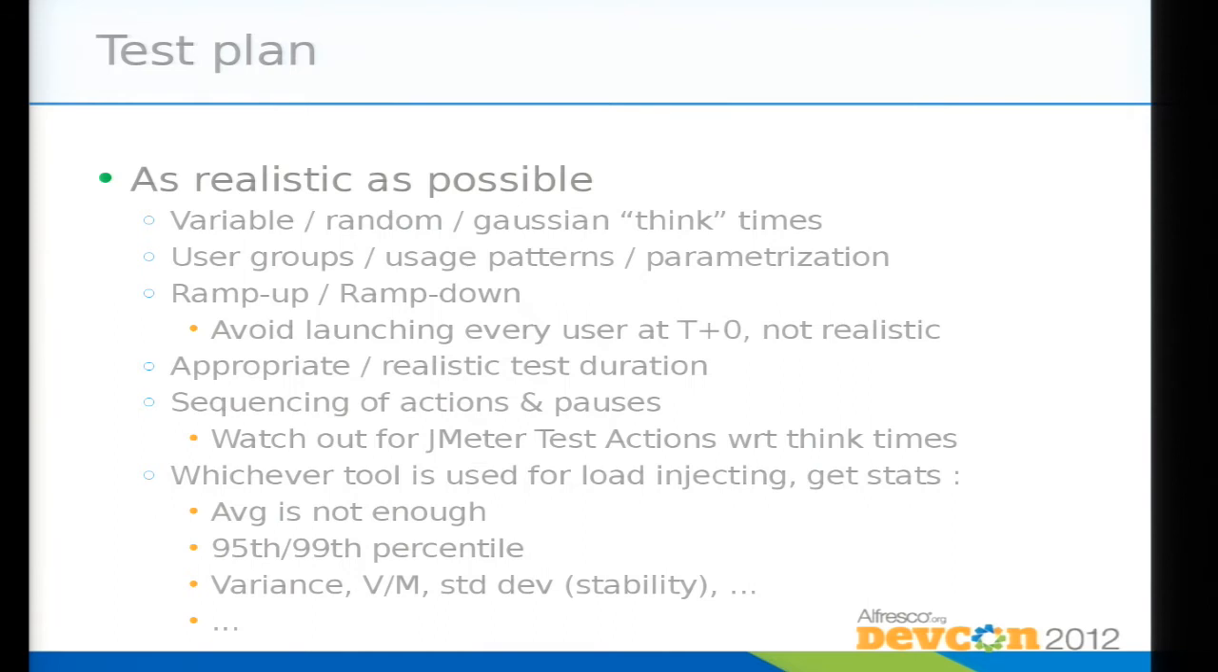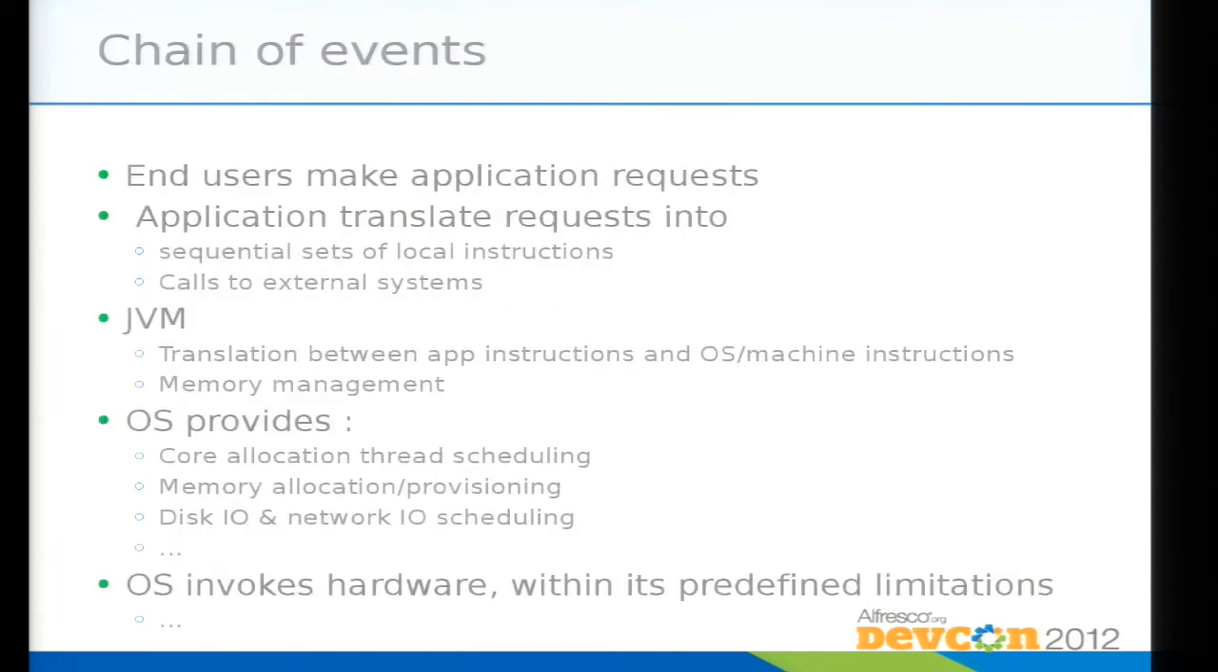So once you've defined your test plan, what is the basic chain of events that's going to happen on the system? You have end users that are going to make application requests, and that application will translate those requests into local instructions and maybe calls to external systems, which is the database or the storage, for example. Then you have the JVM in between. Its role mainly will be to translate those instructions into OS and machine instructions and bytecode and memory management for the actual objects.